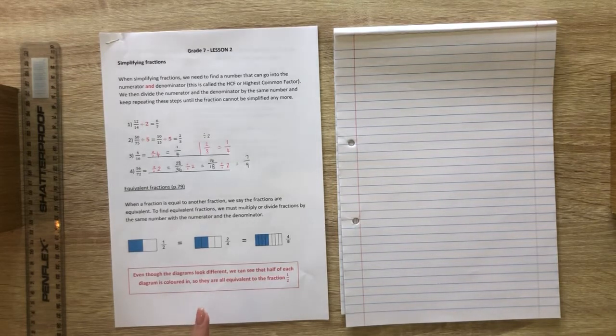So if you have a look at your notes, equivalent fractions are when a fraction is equal to another fraction. We say the fractions are equivalent. So equivalent means equal. To find equivalent fractions, we must multiply or divide fractions by the same number with the numerator and the denominator. So I'll get there with our examples just now.